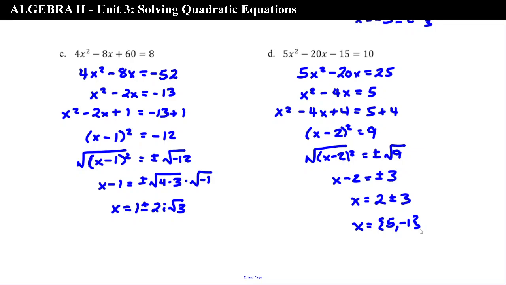All right, the next section is going to get us into the quadratic formula. We will be talking about the quadratic formula and how that works, and we will move on from there.